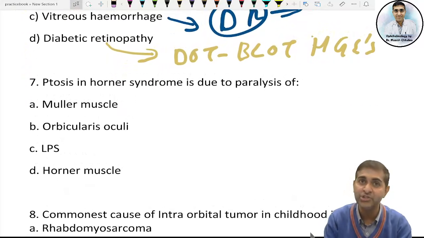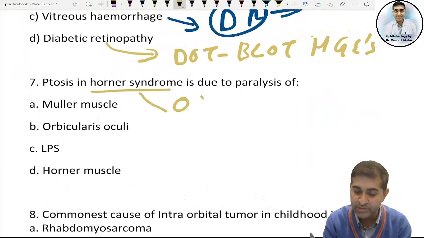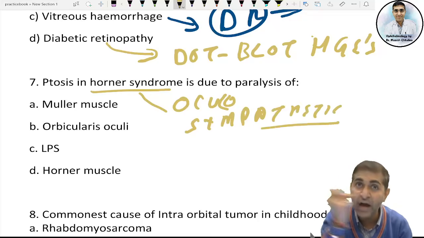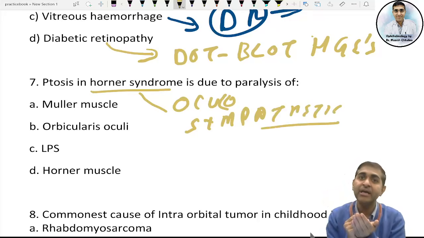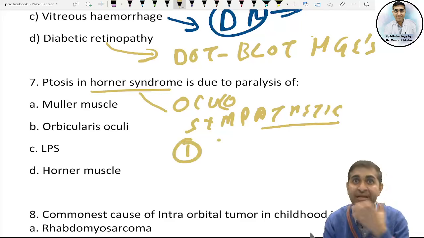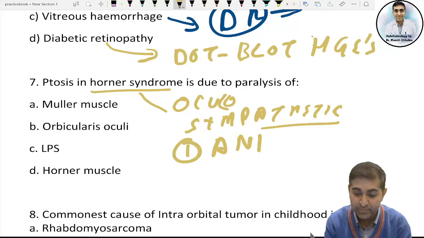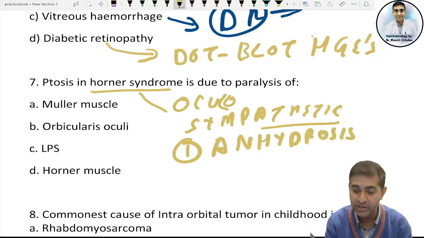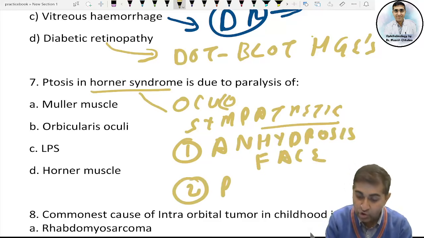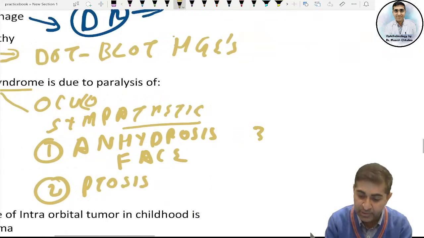Ptosis in Horner syndrome is due to, what is Horner syndrome? Horner syndrome is actually oculosympathetic paralysis. Now, what are the structures related to the eye supplied by the sympathetic fibers? First and foremost are the sweat glands on the face. So there will be anhydrosis of the face. I am jotting down the points of Horner syndrome. Anhydrosis of face. Then there will be ptosis. Then there will be miosis.